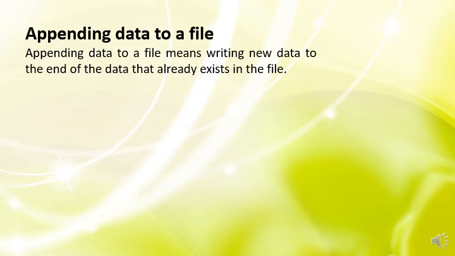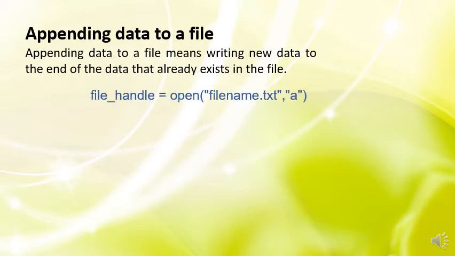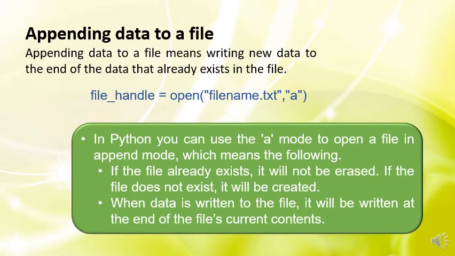Appending data to a file. Appending data to a file means writing new data to the end of the data that already exists in the file. You have to write file handle is equal to open filename.txt, append mode. In Python, you can use the a mode to open a file in append mode, which means the following. If the file already exists, it will not be erased. If the file does not exist, it will be created. When data is written to the file, it will be written at the end of the file's current contents.